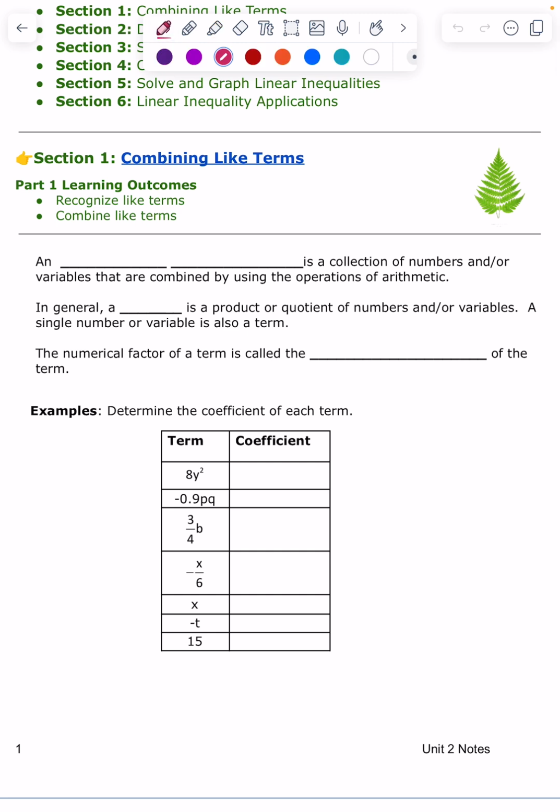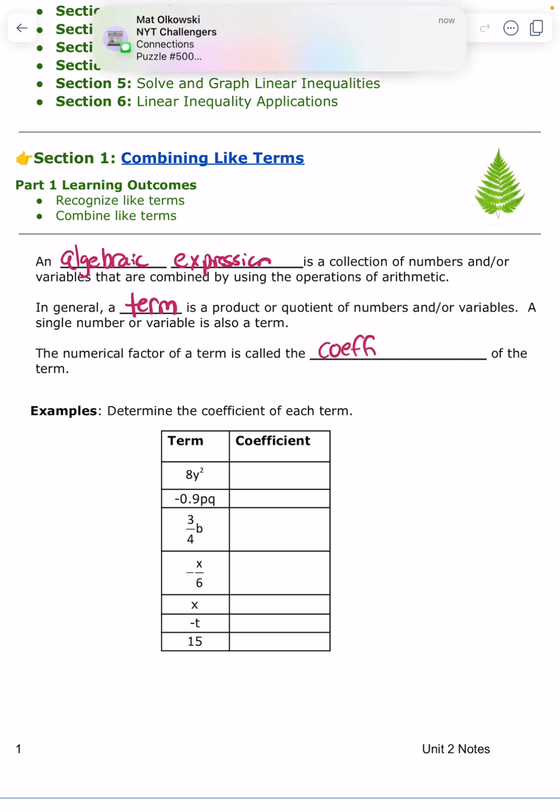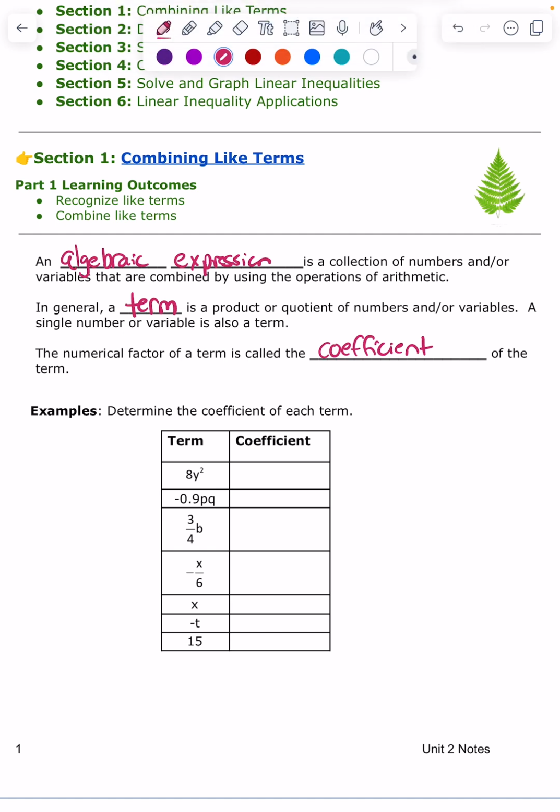All right, without further ado, an algebraic expression is a collection of numbers and or variables that are combined by using the operations of arithmetic. In general, a term is a product or quotient of numbers and or variables. A single number or variable is also a term. The numerical factor of a term is called the coefficient of the term.